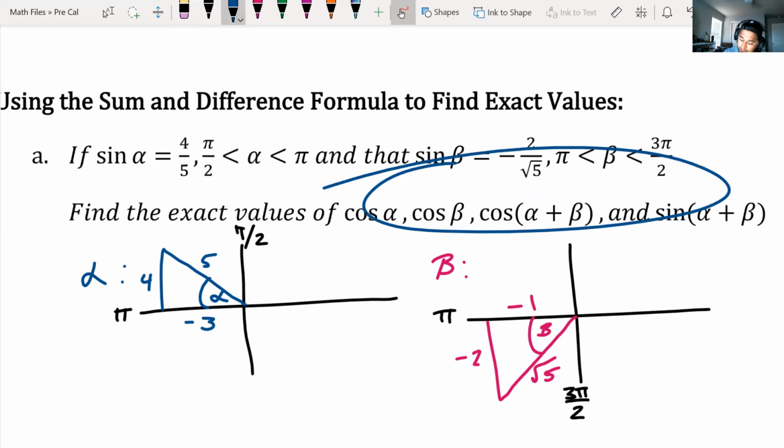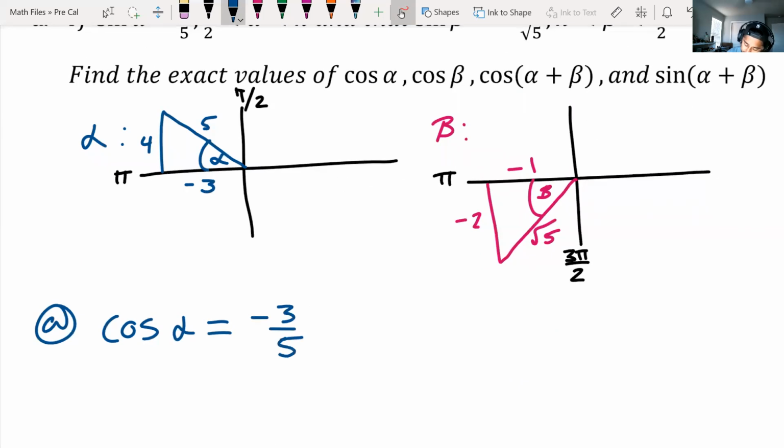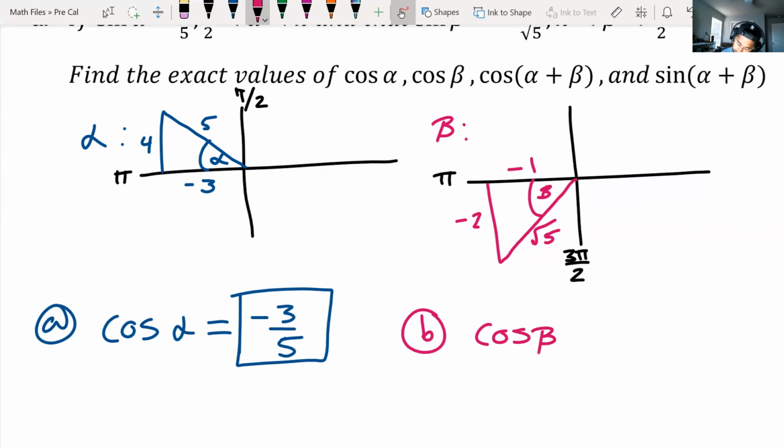And we will reference our triangles. So let's say A. What is the cosine of alpha? -3/5. Good. B. What is the cosine of beta? -1 over radical 5, which would be negative radical 5 over 5. Good.